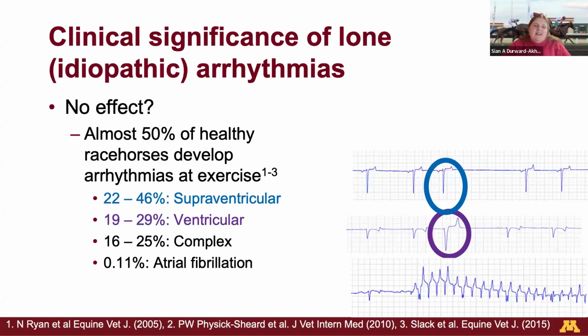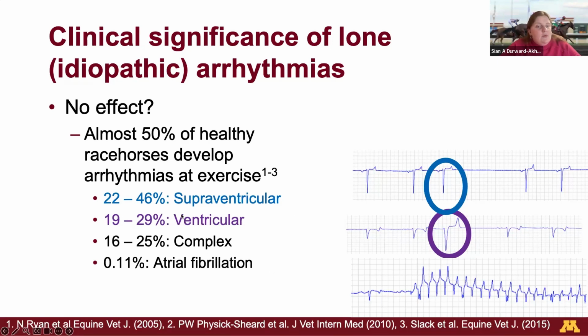So as I mentioned in the previous slide, the clinical consequence of some of these arrhythmias is not known. Remarkably, a very high proportion, almost 50% of healthy racehorses develop some form of arrhythmia at exercise. And this may only be a single complex. So almost half have some form of supraventricular complex, about a third a ventricular complex.